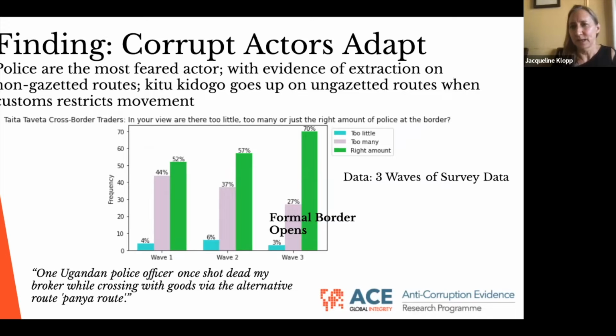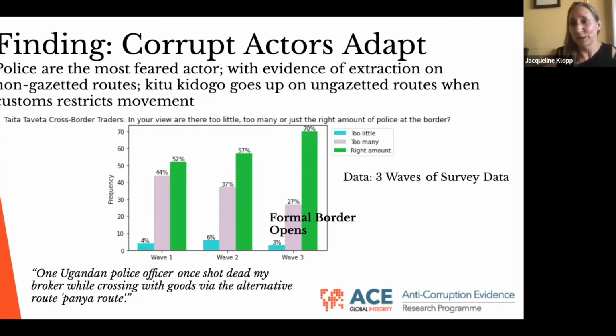And we did find that the Kitu Kidogo being asked for on the ungazetted routes went up. And the interesting thing is we captured data from Taveta before, while their border was closed to small-scale traders, and then there was a change in Tanzania and the border opened, as Alfred can talk to us about. And we saw a change in the data, which was really interesting. We had asked them a question that they're rarely asked: do you think that there are too little, too many, or just the right amount of police at the border?